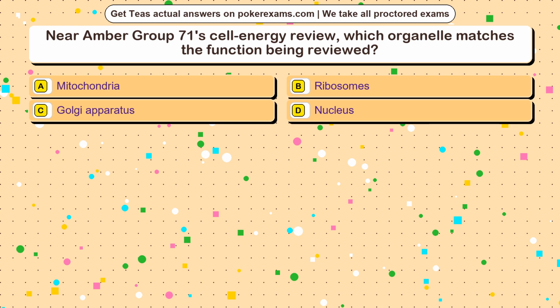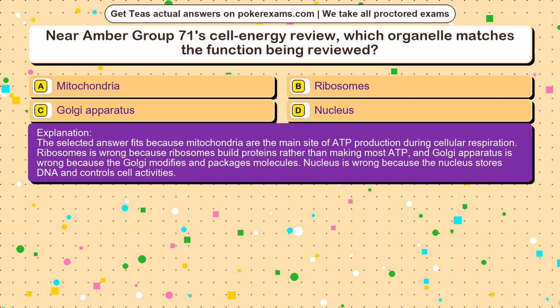The correct answer is option. The selected answer fits because mitochondria are the main site of ADP production during cellular respiration. Ribosomes is wrong because ribosomes build proteins rather than making most ADP, and Golgi apparatus is wrong because the Golgi modifies and packages molecules. Nucleus is wrong because the nucleus stores DNA and controls cell activities.